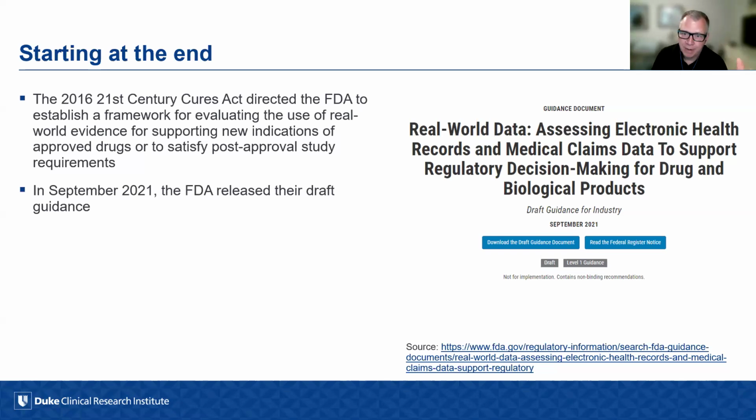So even Reliance is related to this guidance in some way, but this guidance was a long time coming, right? Assessing Electronic Health Record Data and Claims Data to Support Regulatory Decision-Making for Drug and Biological Products at the FDA. The reason this guidance exists is because in 2016, the 21st Century Cures Act directed the FDA to establish a framework for doing this. There were a couple of drafts over the years, and then in September 2021, they finally released their draft guidance here.